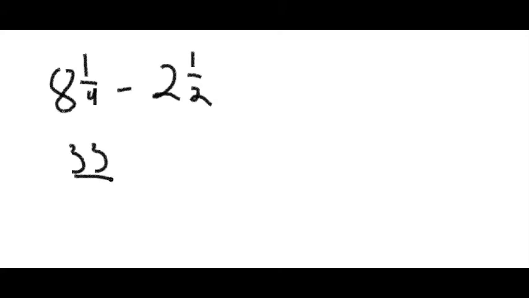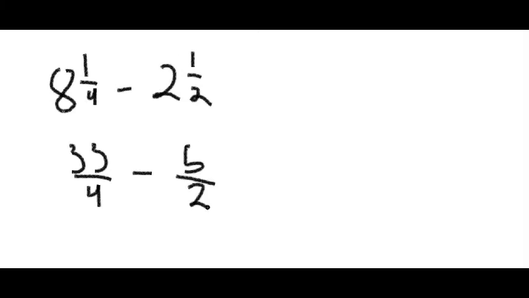For number 86, we have 8 and 1 over 4 minus 2 and 3 over 4. So I'll make that into 1 over 2. We can't do anything because the denominators are not the same. So we have to change them to improper fractions. So let's do this. 8 times 4 is 32 plus 1 is 33 over 4. Minus 2 times 2 is 4 plus 1 is 5 over 2.